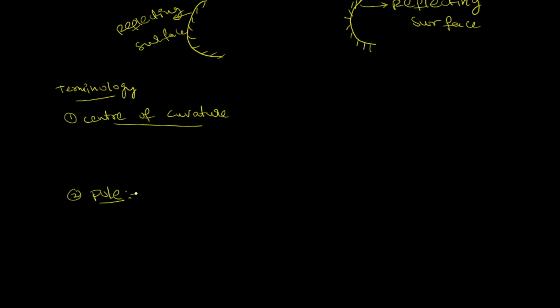What is the center of curvature? If for example I am taking a concave mirror, if you extend this spherical mirror, we will have a sphere. This is the shape of the sphere, right? And for every sphere we will have a center. This center is nothing but the center of curvature of the spherical mirror, which is denoted with C.